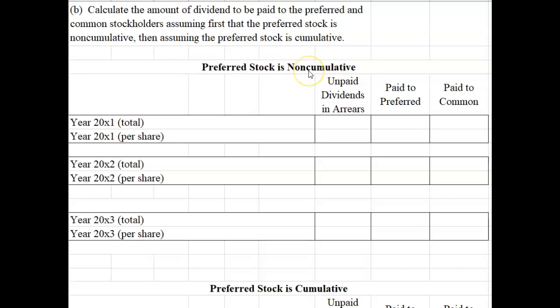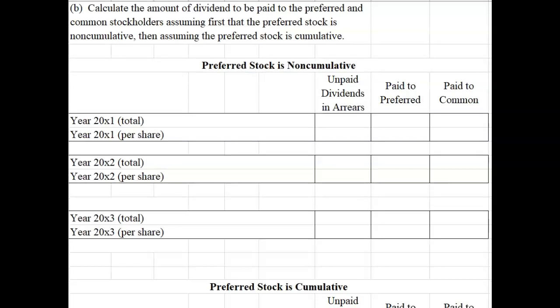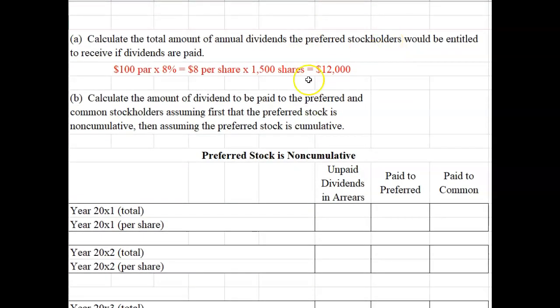Remember that first of all, a corporation is not required to pay dividends to anybody. They're only liable to pay dividends if the board of directors actually declares a dividend for that year. Non-cumulative preferred stock loses out on any dividend that is either not paid in that year or paid in an amount that is not sufficient to satisfy the commitment to the preferred shareholders. In this example, that commitment is $12,000 per year if dividends are paid.